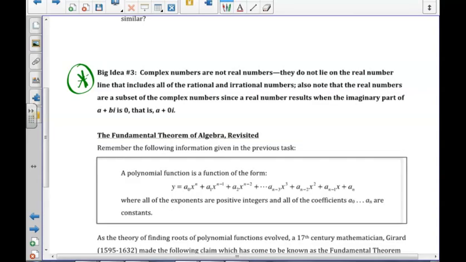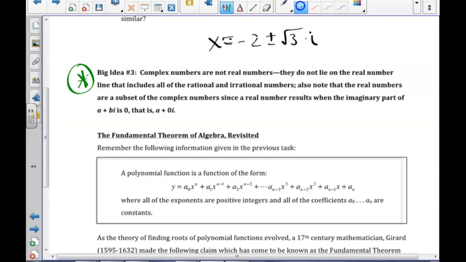So our last big idea of this lesson is that complex numbers are not actually real numbers. They do not lie on the real number line, such as in the previous example. We cannot plot negative 2 plus or minus the square root of 3 times i on a number line. And note that real numbers are a subset of complex numbers, since a real number results when the imaginary part of a plus bi is 0, that is, a plus 0i. So the main goal of this lesson is you can now write an answer in complex number form.